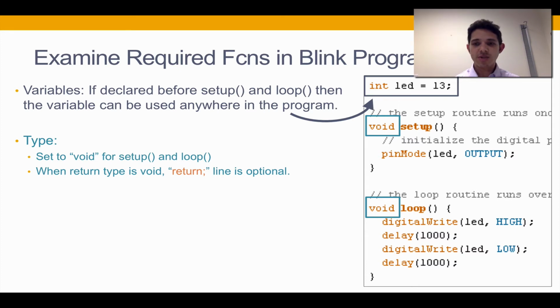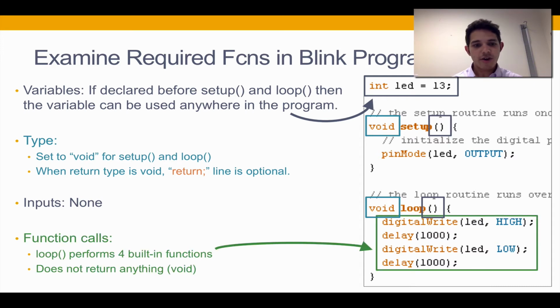We do not need to include return lines in the setup and loop functions because nothing is returned, the output is void. In this case, you'll also see that the names of the setup and loop functions are followed by parentheses. However, there are no inputs included in the parentheses. So there are no inputs to these functions. Now, the action of the function is between these curly braces.